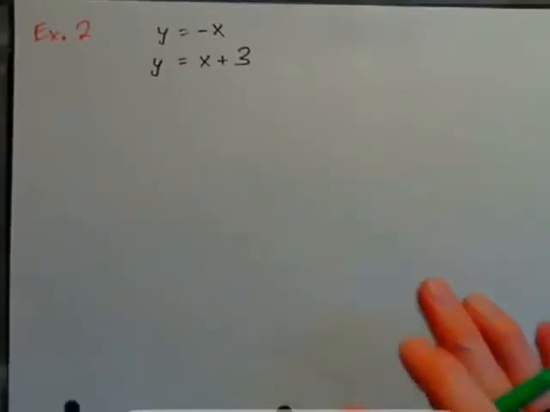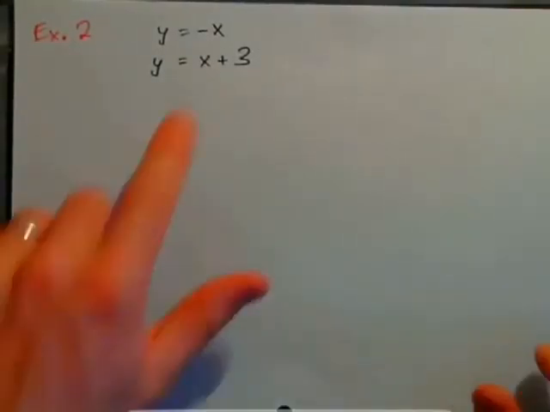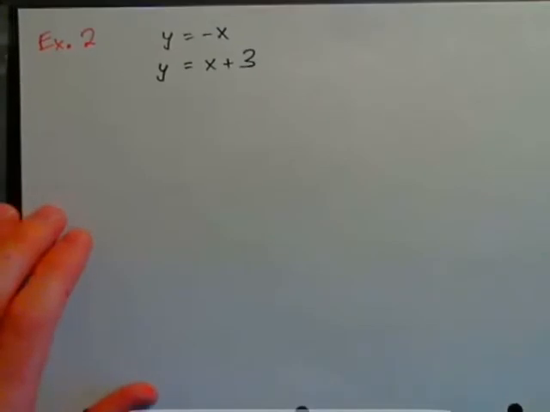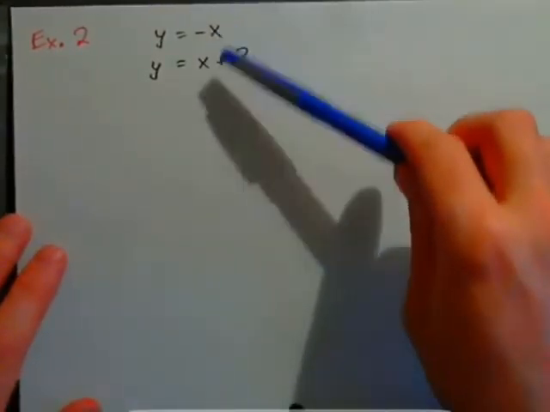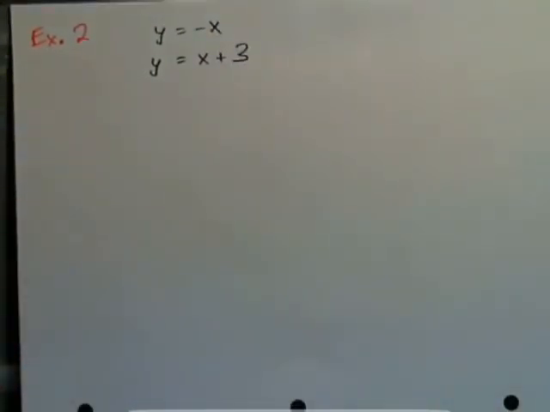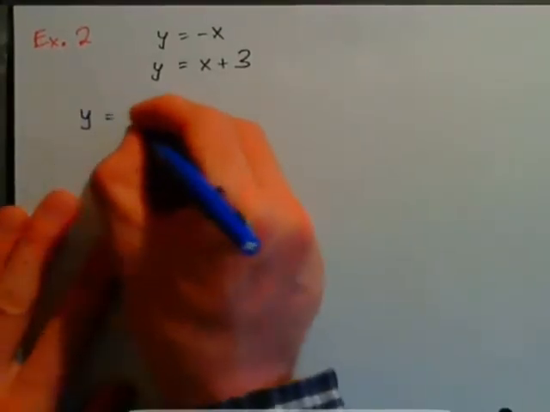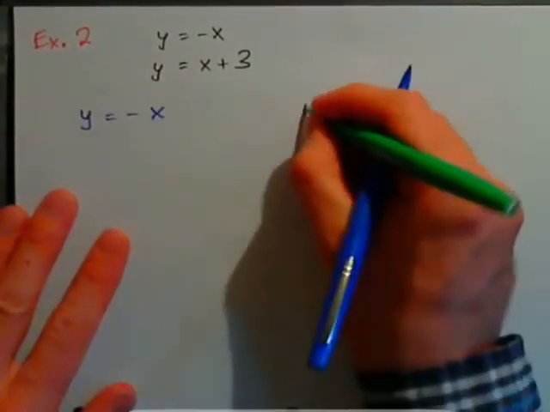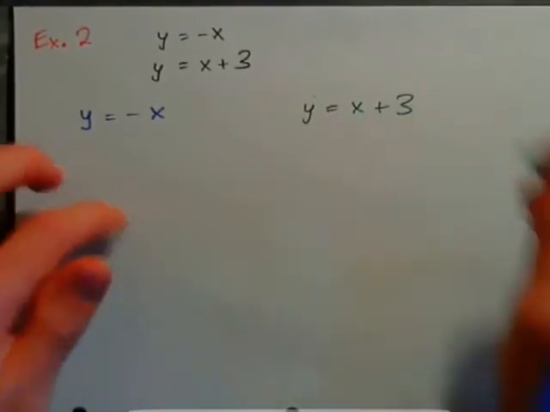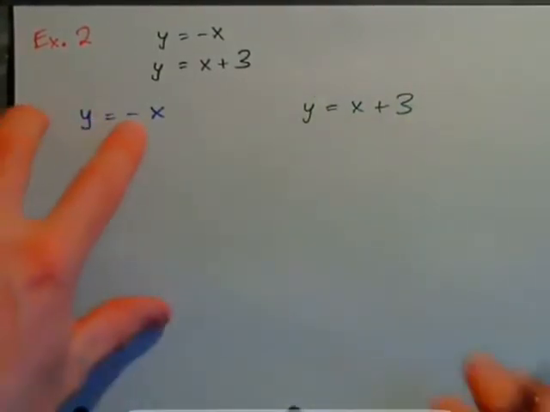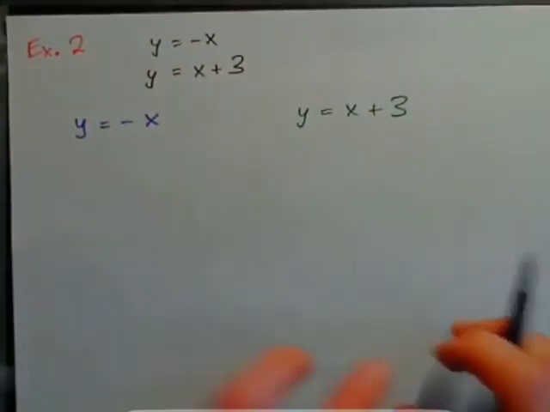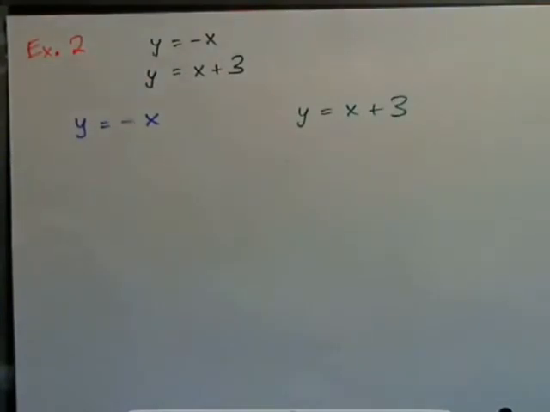Having a look at example 2, y equals negative x and y equals x plus 3. The problem is you might be given these equations one on top of the other. The question is, what do you do? Well, I advise you to write them like this, side by side. See that? Now we can go ahead and make a table for each equation and then graph each line.